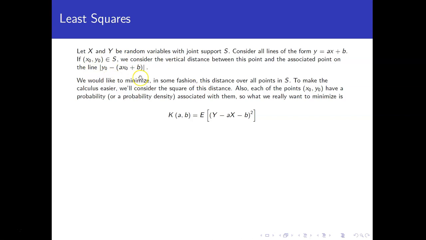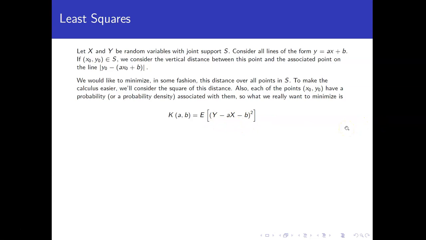Now, with this absolute value in here, it makes calculus a little harder as far as differentiation is concerned. Since we're trying to find a minimum, we probably want to differentiate at some point. So rather than minimizing the absolute value of the distance, let's square it so that we get rid of the absolute value, and then we have a differentiable function, and we don't have to worry about any sharp corner points. So the function we want to minimize, in terms of the constants a and b, is the expected value of the square of y minus ax minus b.